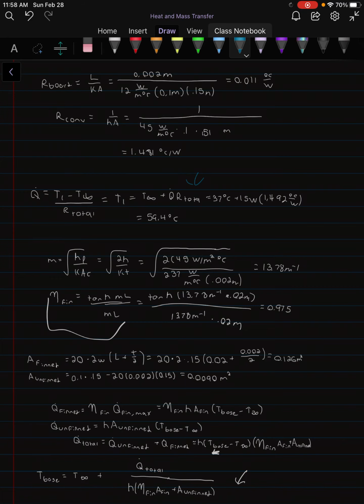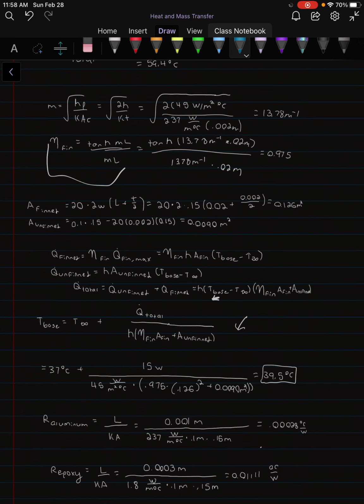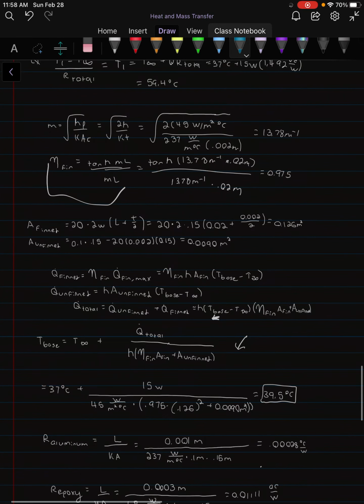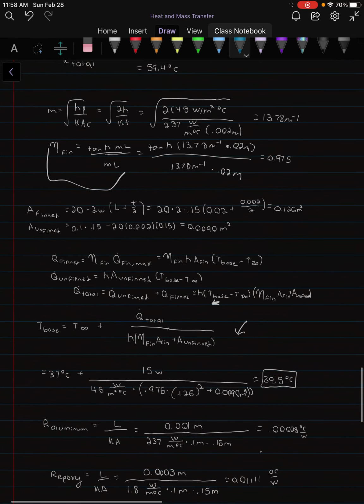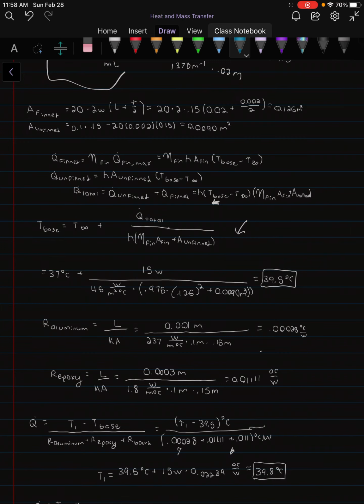Then you can solve for M. You get your efficiency from that with your given equation. Find the area unfinned. This is just based on what the figure looks like for how many fins there are. And then the area unfinned, also based on that. We can find our Q dot finned by taking our efficiency times our heat transfer rate, and then our Q unfinned without the fin efficiency. Then add those together, you get your Q total.